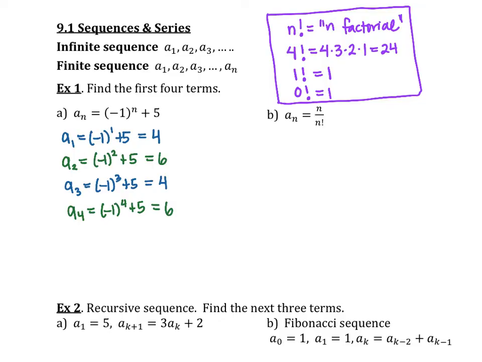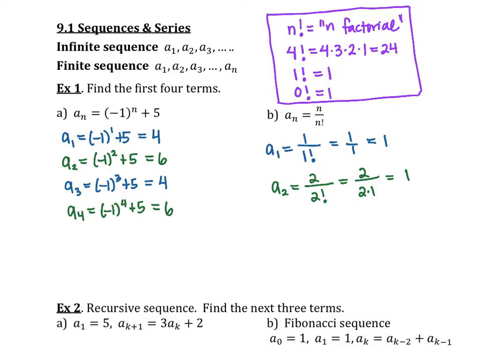Okay, so anyways, let's evaluate this one. First 4 terms. I will always assume the first term is 1. This is 1 over 1 factorial, which is 1 over 1. So the first term is just 1. Okay, for the second term, n over n factorial. So 2 over 2 factorial is 2 times 1. If I cancel out the 2's, I'm just left with 1. So the next term happens to also be 1.